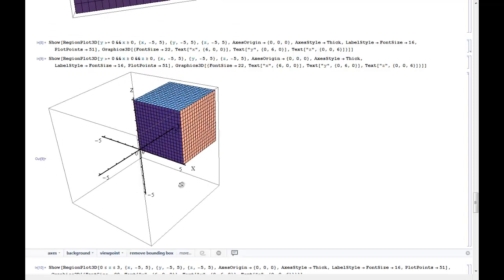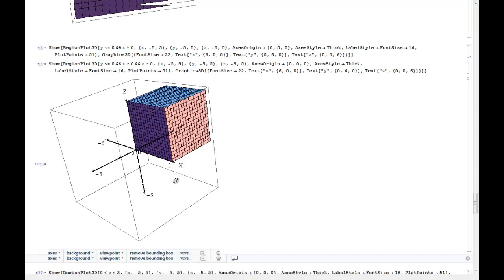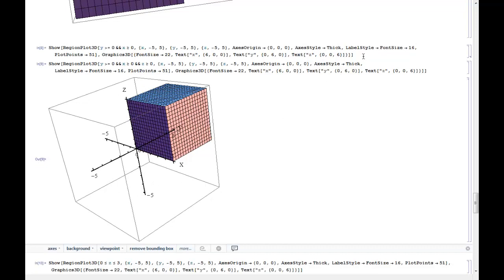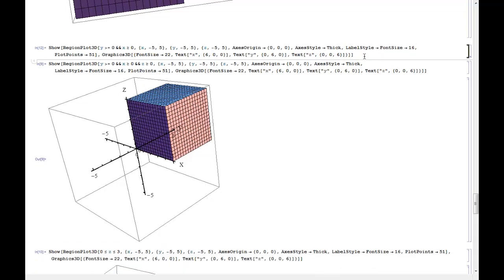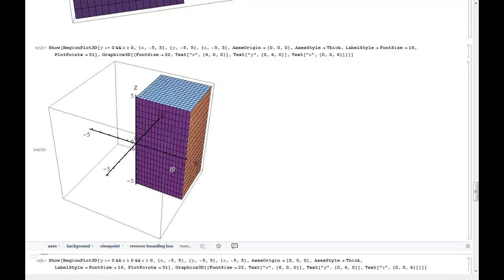Something's funny with that picture. I think maybe I need the next one. I think maybe I didn't put that in there. Here we go. Here's the picture.